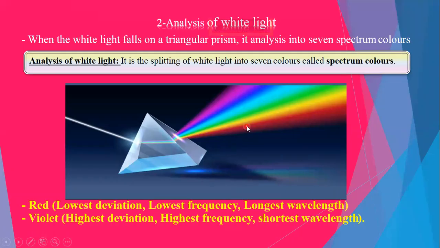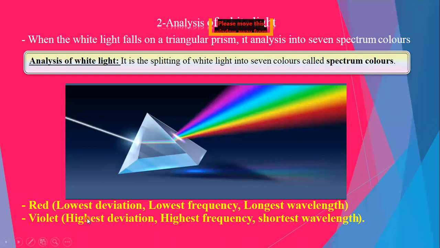طيب point number 2, the analysis of white light. Analysis of white light احنا قلنا when the white light falls on a prism, triangular prism, it would be analyzed into 7 spectrum colors. 7 spectrum colors بيبتدوا بالred وينتهي بالviolet.